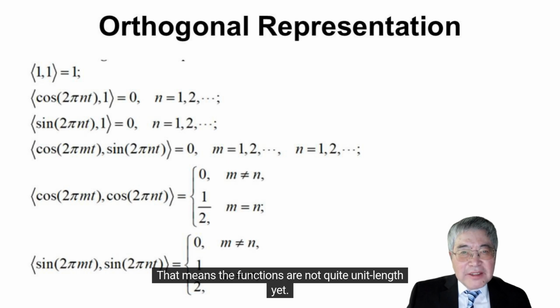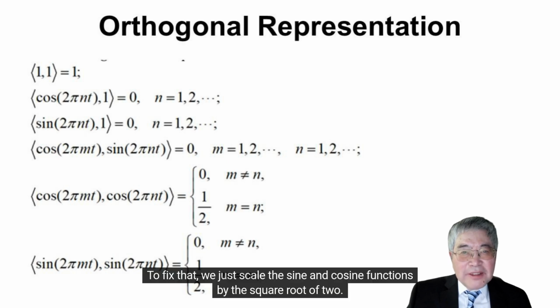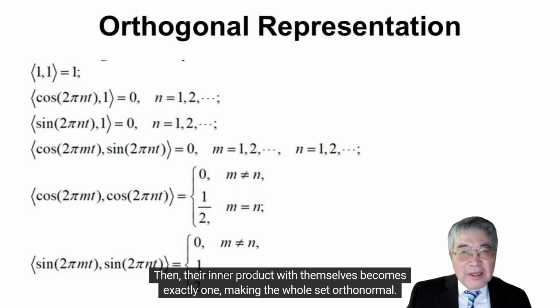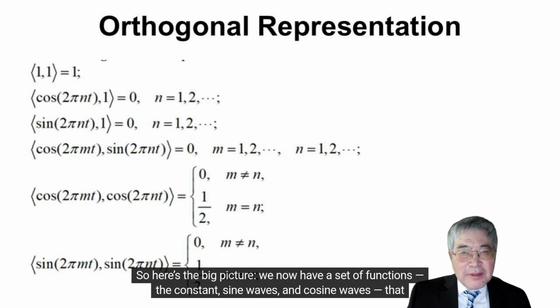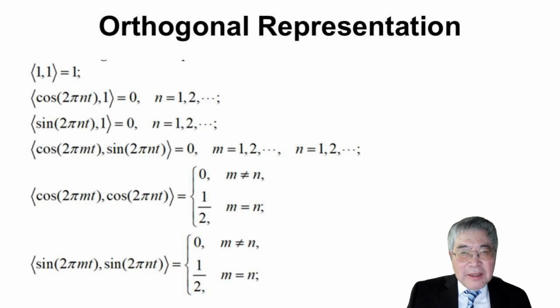That means the functions are not quite unit length yet. They're orthogonal but not normalized. To fix that, we just scale the sine and cosine functions by the square root of 2. Then their inner product with themselves becomes exactly 1, making the whole set orthonormal. So here's the big picture. We now have a set of functions, the constant, sine waves and cosine waves, that are all mutually perpendicular and have unit length. Together they form a complete orthonormal basis.